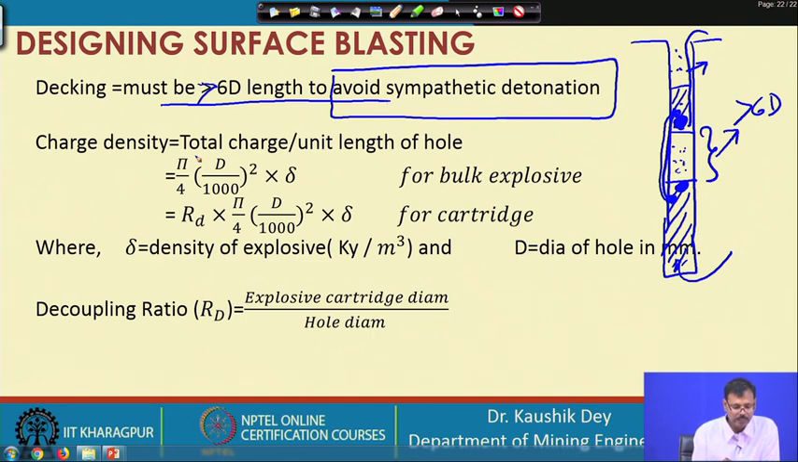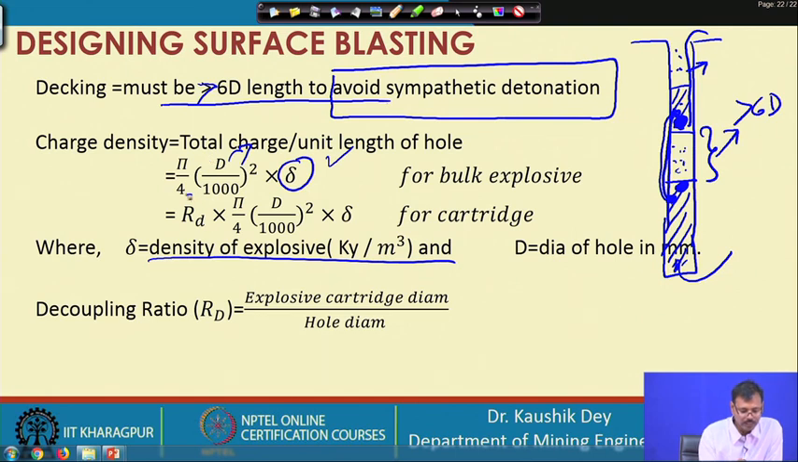Say this is the linear charge density, obviously pi by 4 into d, when it is expressed in millimeter, d by 1000 square. So, this is basically pi by 4 r square, and delta is basically nothing but the density of the explosive. Okay. So, this is the formula.